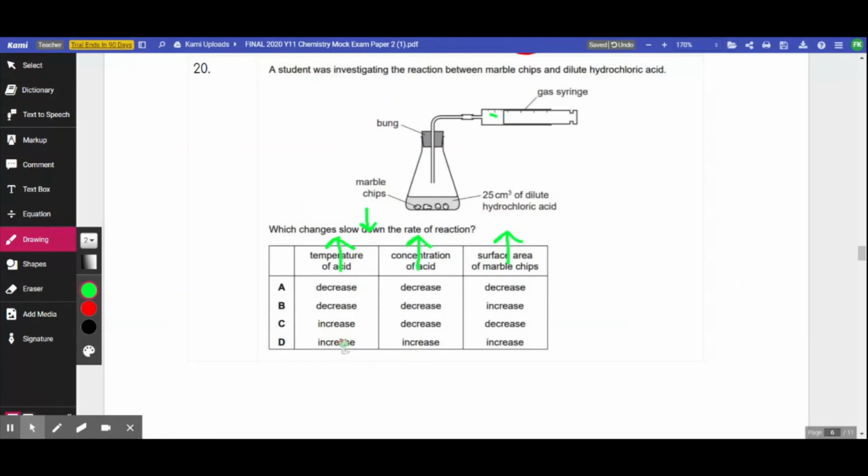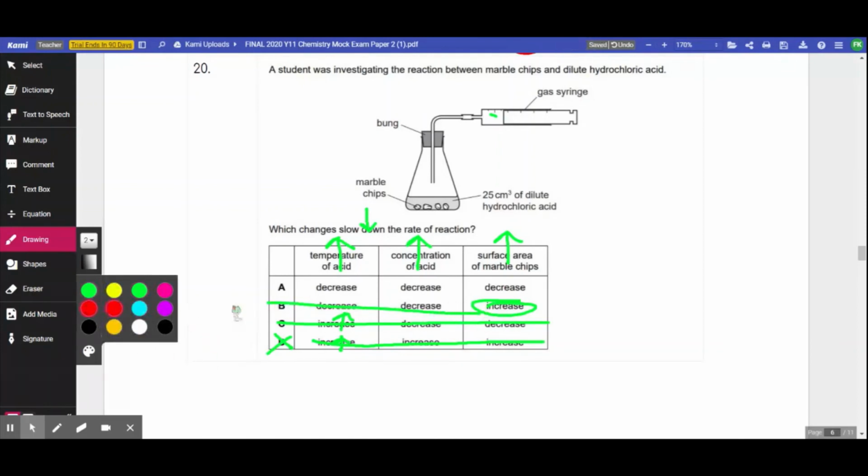So we're not looking at D for a start, because D includes a response where you're increasing the rate of reaction by increasing the temperature. It actually has increase for all three, so that's the first one you should exclude. If you increase the temperature, you increase the rate of reaction, so C is out. So it's between A and B, and B is the odd one out, so it has to be A. A is the right answer.